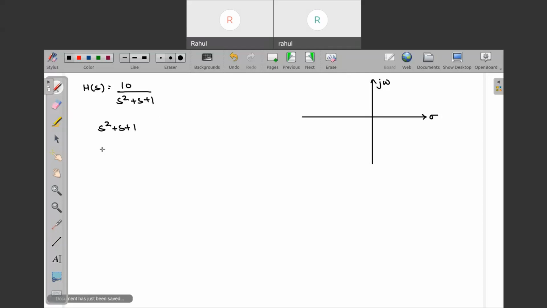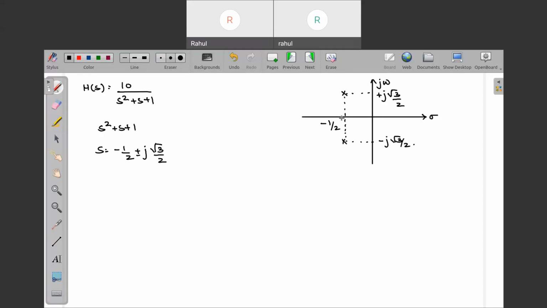So if you solve this, you will get S equal to minus half plus minus j root 3 by 2. So one of the poles will be over here, another will be over here. And always remember that poles exist in complex conjugate pairs. So minus half plus j root 3 by 2, and this is minus j root 3 by 2.